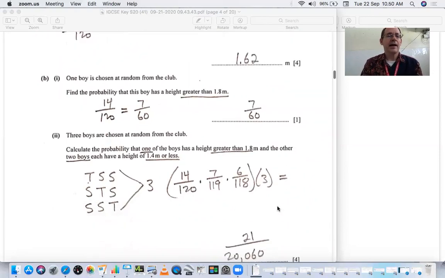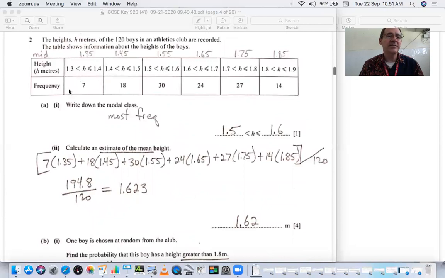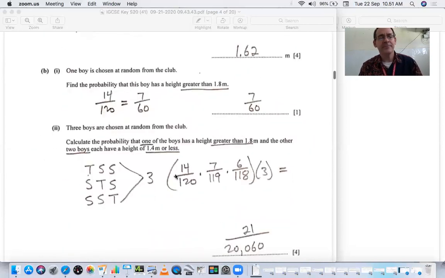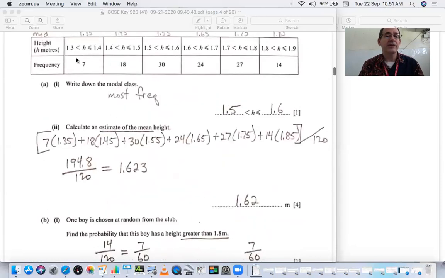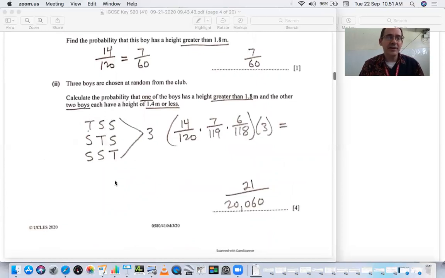Part ii, 3 boys are chosen at random from the club. Calculate the probability that one of the boys has a height greater than 1.8 and that the other 2 have a height of 1.4 or less. So notice here's the 1.4 or less would be the first category here, and there were only seven of those. So there are 3 different ways these boys can be selected. The tall one first and the 2 shorter ones next, or short, tall, short, or the 2 shorter ones and the taller one last. So 3 different ways of doing that.